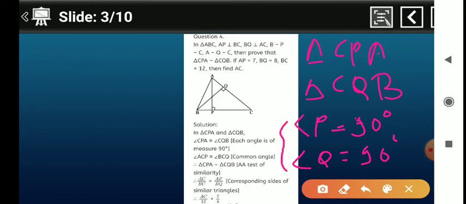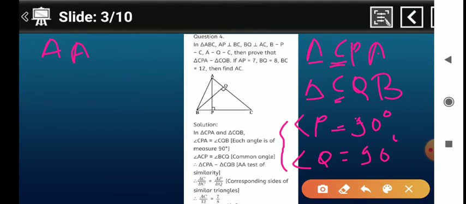Then we can see in CPA and CQB, one angle is common, that is this C. Angle C is common. So we can write here angle C is equal to angle C, because the reason is common angle. So the test of similarity becomes the AA test of similarity. Okay, so this is the half answer.